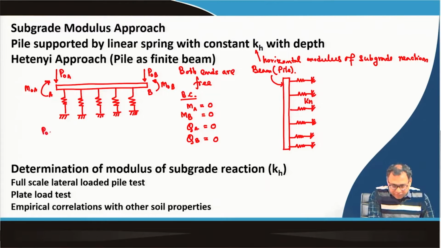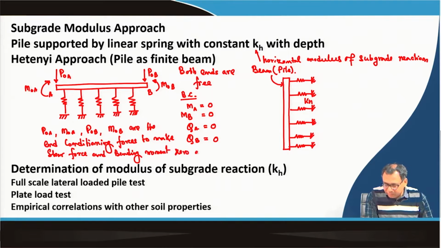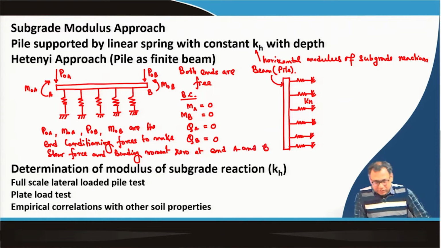So, that means P0A, M0A, P0B, M0B are the end conditioning forces to make shear force and bending moment zero at ends A and B. Okay. So, this is the concept.